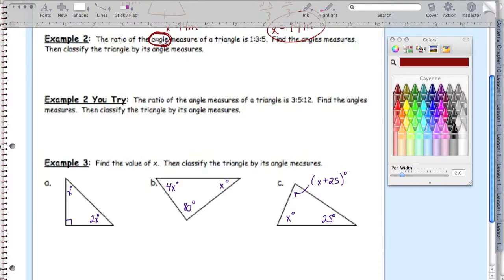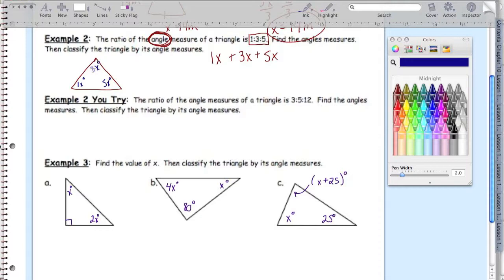We know that. So we're going to use this ratio, 1 to 3 to 5, and we're going to write it as 1x plus 3x plus 5x. And this is what I mean by that. We have a triangle, we don't know what it looks like, so I'll just sketch it out. Since this is our ratio, 1 to 3 to 5, we can say this is 1x, this is 3x degrees, and this is 5x degrees.